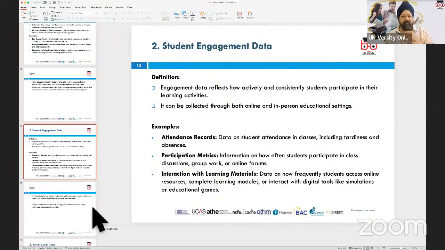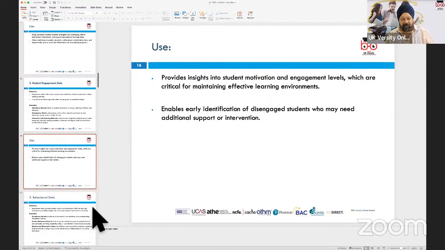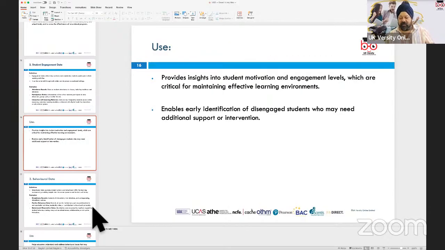Those kind of things are important because they give the inspector confidence that the teachers are knowledgeable, they understand how to interact, they understand behaviors, and they are doing their bit to understand the background and culture of the students, which allows them to interact more with the students and essentially allows them to achieve the outcomes which they are expected to. So student engagement data is important.